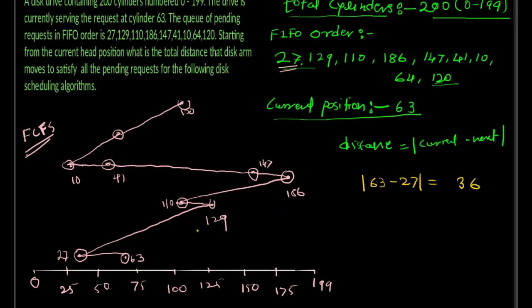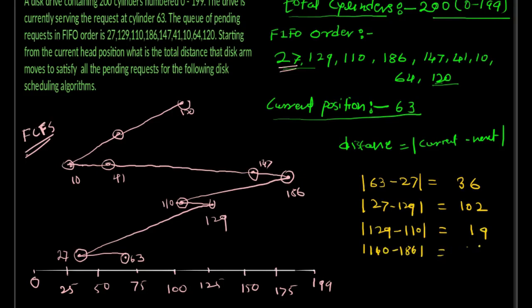Now the current position is 27 and we have moved to 129. So the distance is 27 minus 129, and we have to write the absolute value. So this will be 102. Then 129 to 110: the next distance is 129 minus 110, which is 19. Then 110 to 186: 110 minus 186, which is 76.